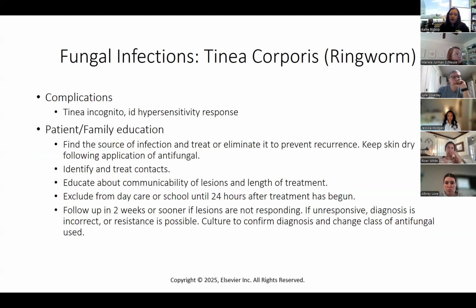They can get tinea incognito, and they can also get that id hypersensitivity response as a complication. So again, eliminating the source, treating any contacts, and then educating about hygiene, how it spreads, all of those things. They do need to stay home until they have been treated for 24 hours. And follow up in 2 weeks to make sure that it's not still spreading, or sooner if it's not responding.